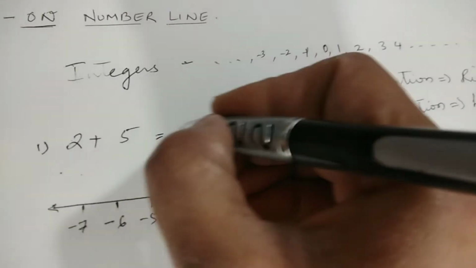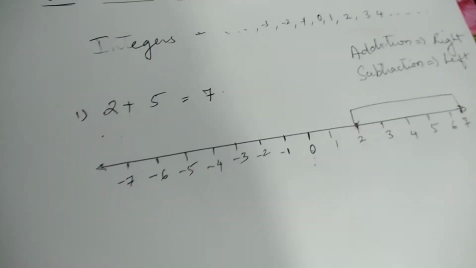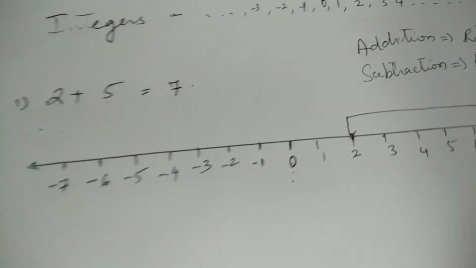So 2 plus 5 is 7. Anyway, we know that 2 plus 5 is obviously 7, but now we have shown it on the number line. Okay, let us see something different.